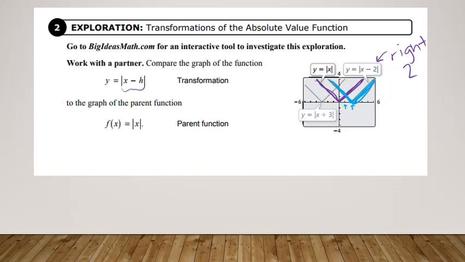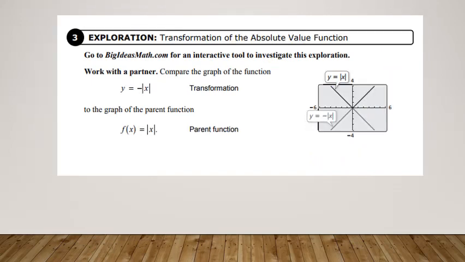So the same thing happens for something like this, where we have the plus 3 on the inside. That means it's going to be the opposite of what you would think, which is it's going to move left 3 places from the origin.